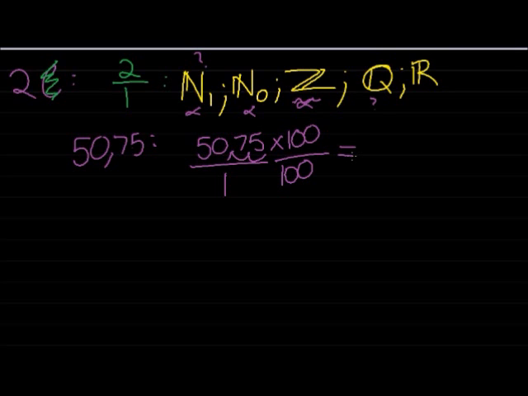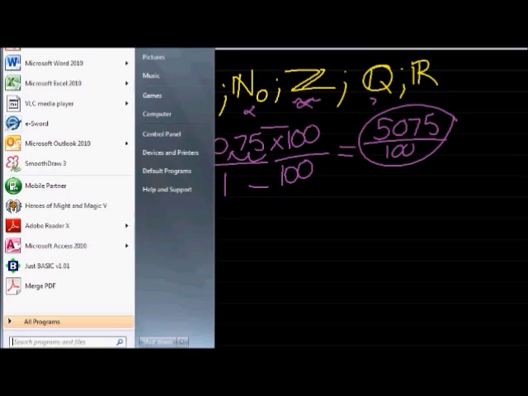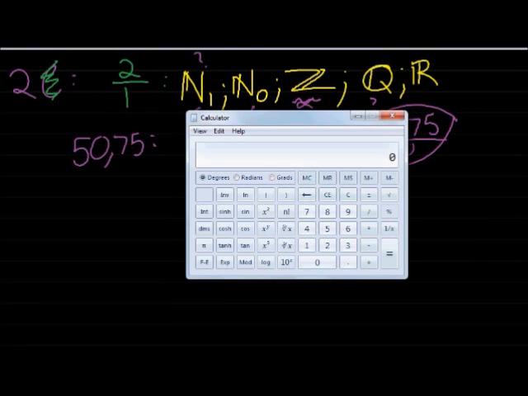But let's just see what we get. When we move that comma 2 spaces by multiplying with 100, we get 50.75 divided by 100. I multiplied the numerator and the denominator, so I get a fraction of 2 integers over each other. If you use your calculator again to see what 5075 divided by 100 is, you get back the answer we had, 50 rand 75.